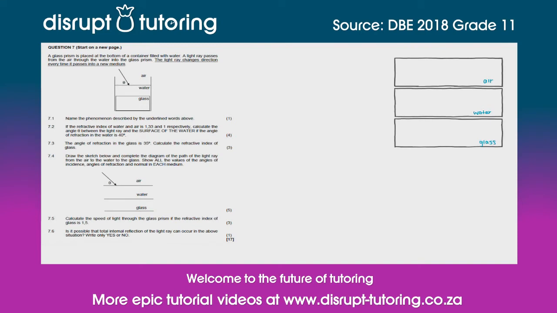Today we're dealing with the Grade 11 2018 Physical Science paper, and this is a question on optics. Okay, so let's get into it.